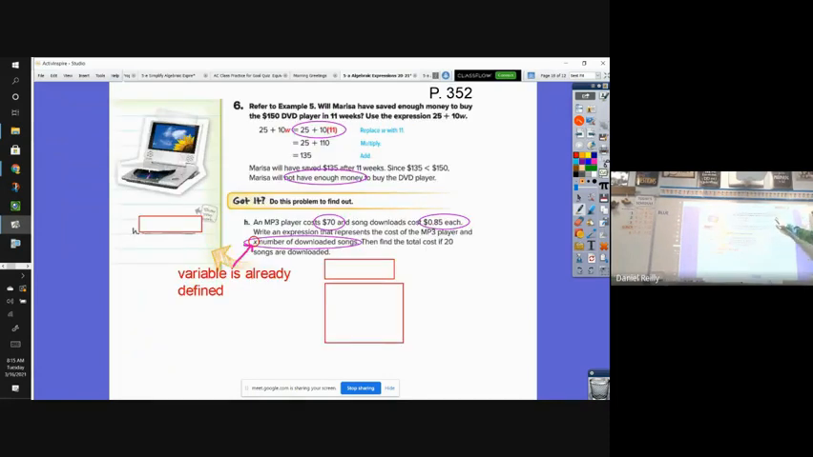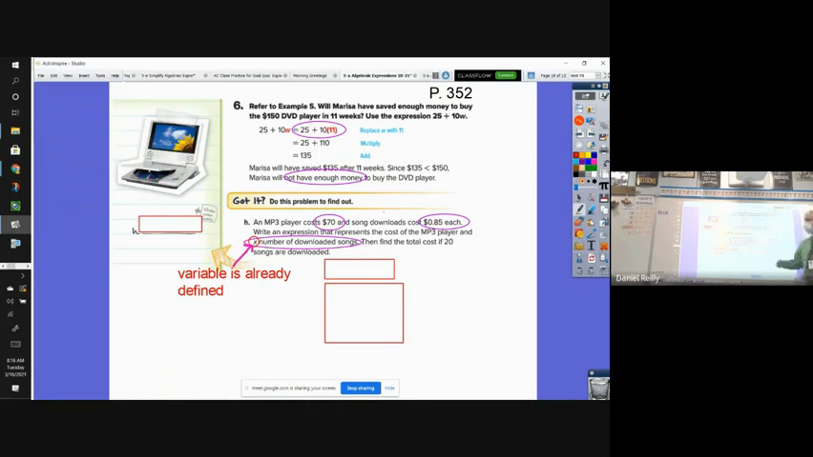If Marissa saved enough money to buy that $150 DVD player in 11 weeks, okay, will she have saved enough money in 11 weeks? So now they're giving you a value, a number of weeks to put into the expression. This is like you did in the homework problems yesterday, right? So if it's 11 weeks, you substitute in 11 for the number for W, and you see if she has enough money. She can't. She does not have enough money. Remember the order of operations here, right? You do this multiplication first and then the addition. So she has $135, not enough. She does not have enough.